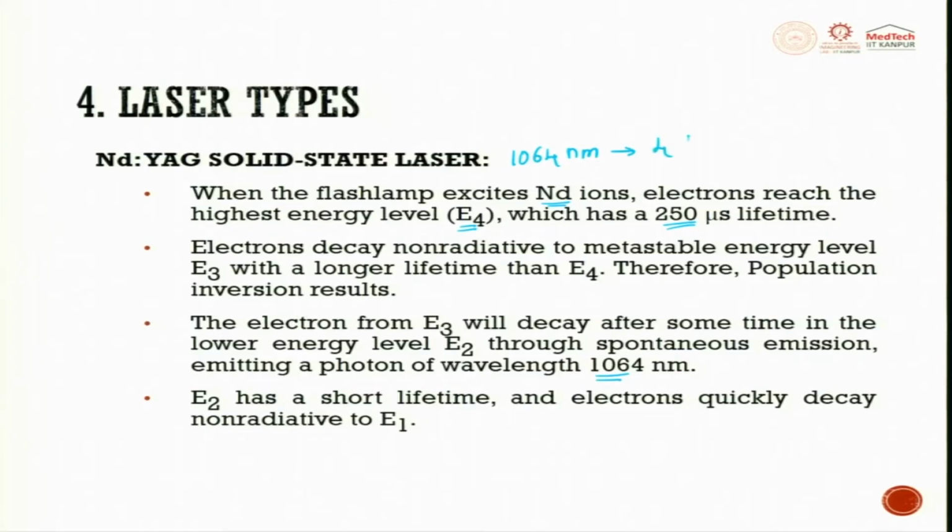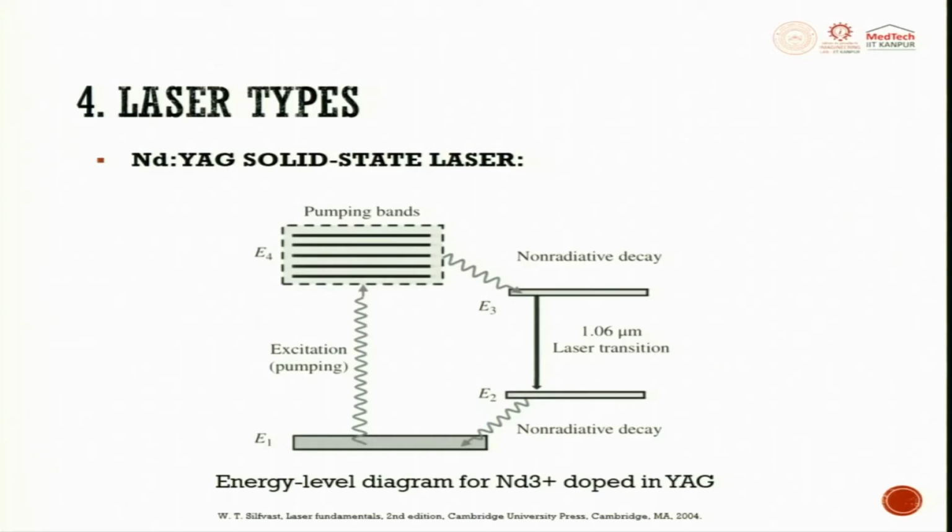It is a 4 level laser used for prototyping. E2 has a shorter lifetime and the electron quickly decays non-radiatively to E1. So E4 to E3 is non-radiative, E2 to E1 is non-radiative. So what happens is the laser transition is from E3 to E2 only. So the Nd-YAG laser is very common. It is a solid state laser. It throws out 1064 nanometer.